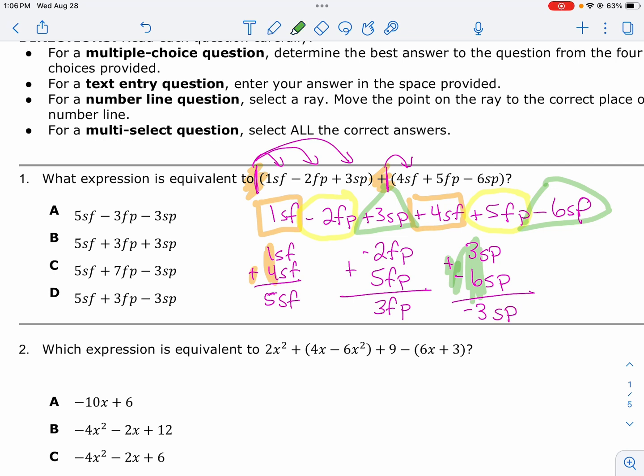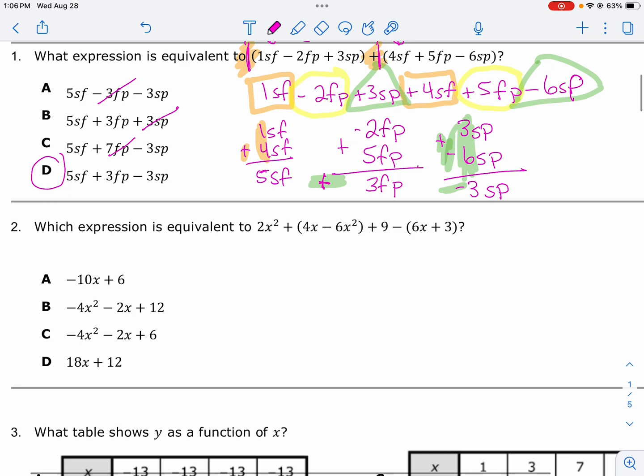Now, if you look, there's a minus in front of this guy, or a negative, so that becomes a minus when you connect it together. There is nothing in between these two guys right here. So if you don't have anything to connect your terms, you put a plus there. So I have 5SF, then I have plus 3FP, which means A is out, C is out. And then I have a minus 3SP, which means that B is now also out. D is the only one that has all 3 of those terms correct.